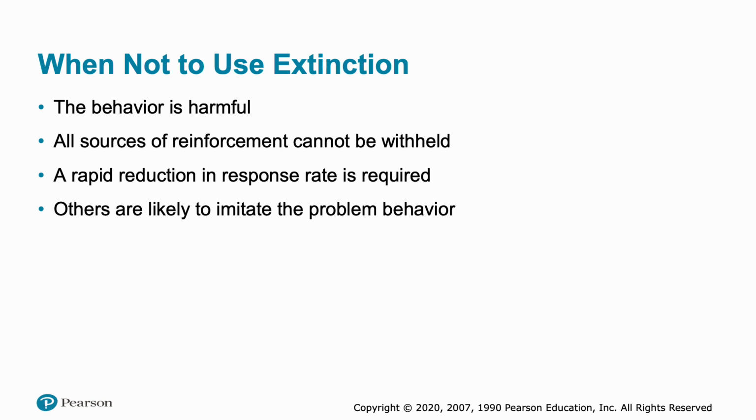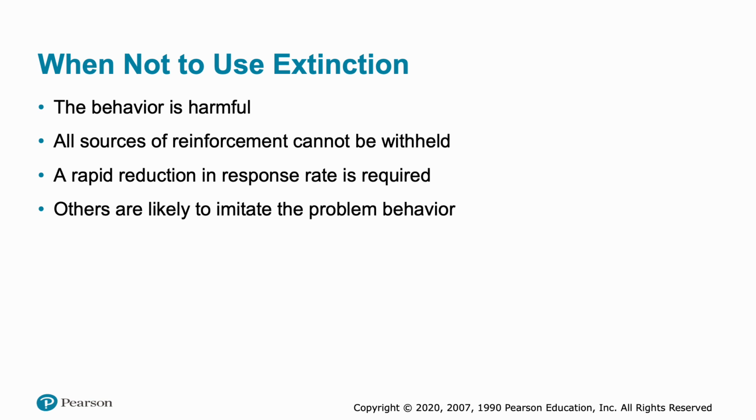And then you also don't want to implement an extinction procedure when you have others that are likely to imitate the problem behavior. So I mentioned earlier, if you're implementing an extinction procedure in a classroom, consider the peers, you won't be able to control their reactions. You won't be able to control how they respond. And so you want to be very cautious who you're implementing the intervention around, because if there are people that are likely to imitate the problem behavior, well, then that's a concern. And also if there are people that will reinforce the problem behavior, then that also is a concern.